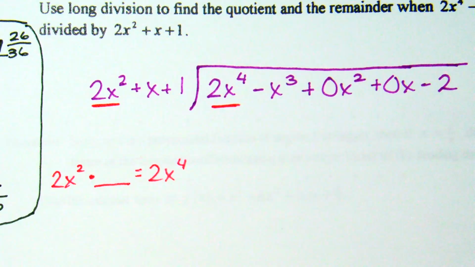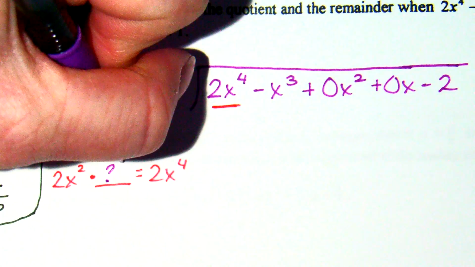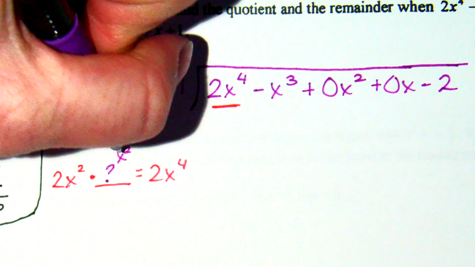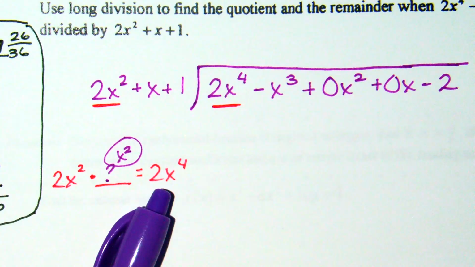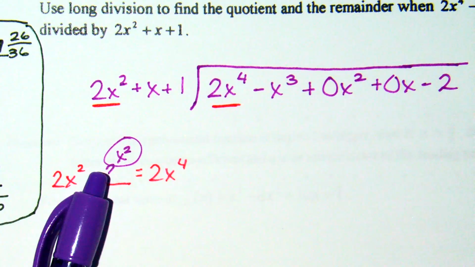X squared? 2x squared times what is x to the fourth? And the correct answer is x squared. So that x squared is the first piece in our answer. Now, if you couldn't come up with that, you can always divide. What is 2x to the fourth divided by 2x squared? And that is x squared.